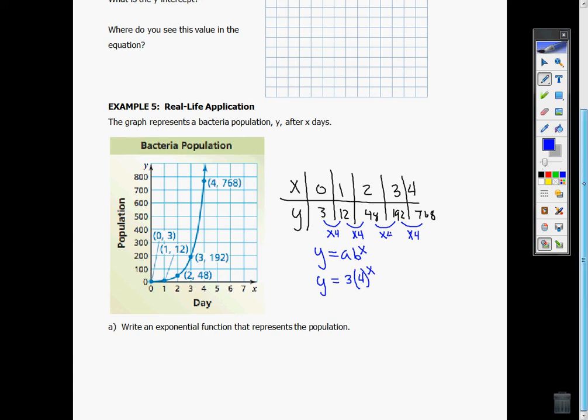Now let's take a look at what we can do with this function. The last thing we're going to do is find the population after 12 hours and also after 5 days. So this is two different problems in one. One of them is going to take our equation and substitute a specific x value. The other one is going to take the equation and again substitute a different x value.